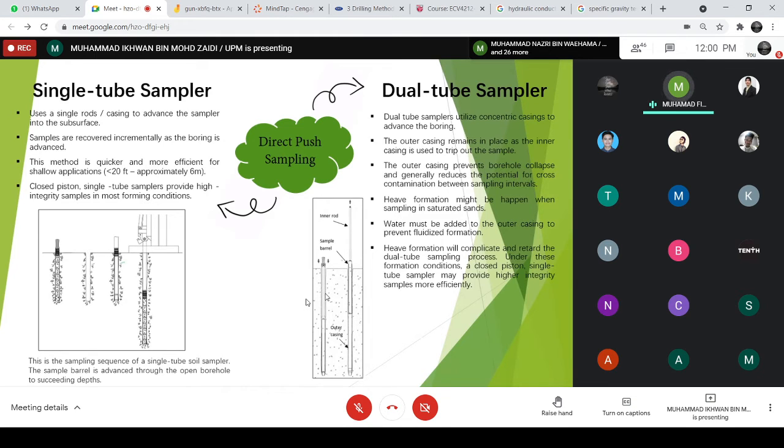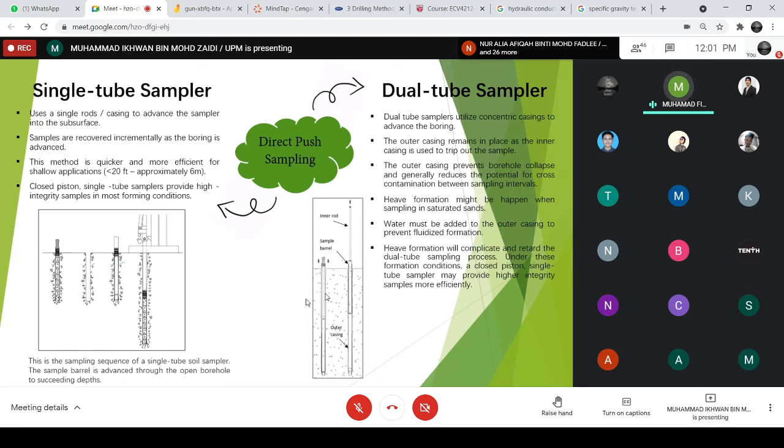So the first point is use single tubes. As you can see in the figure below, casing is used to advance the sampler into the subsurface. Samples are recovered incrementally as the boring is advanced. This method is efficient for shallow applications, less than 20 feet, approximately 6 meters.